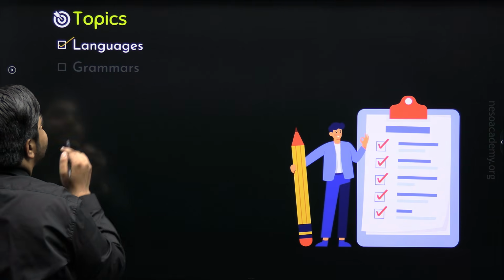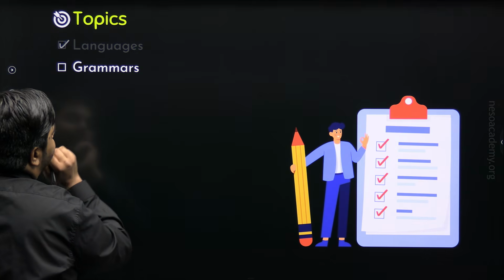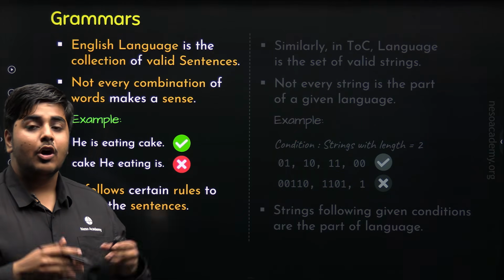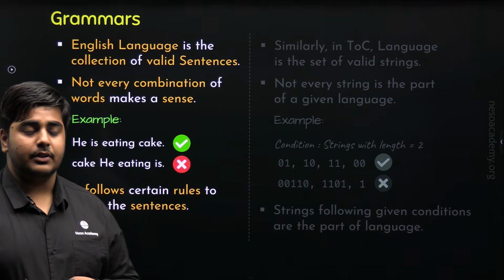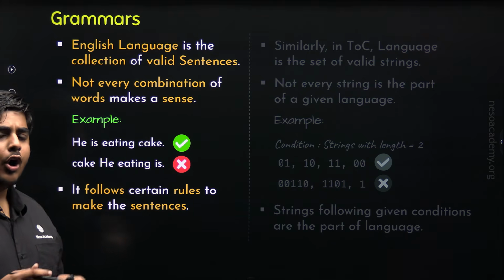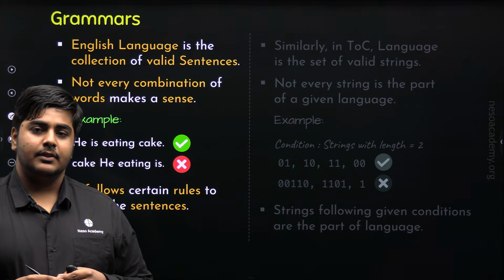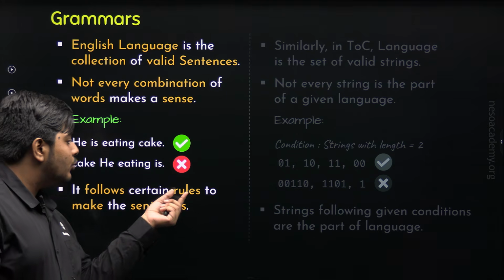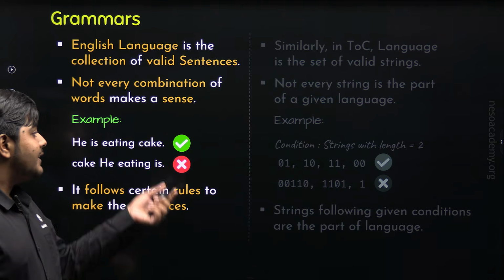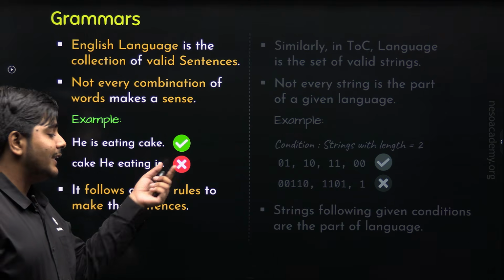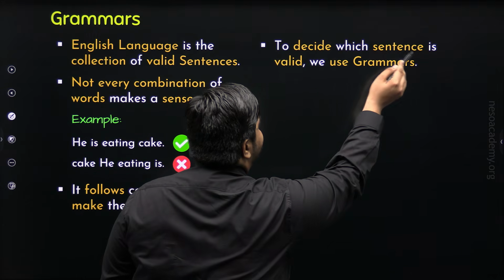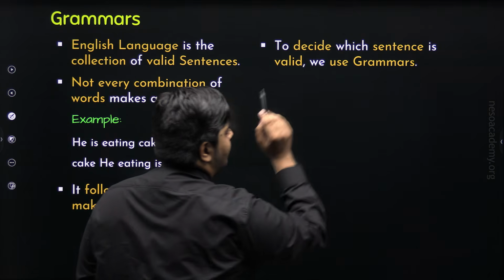Now we will move towards our second topic, that is grammars. And as we all know, be it the English language or the language in theory of computation, it follows certain rules to make sentences or to generate valid strings. In English, these rules are called English grammar, which decides whether a sentence is valid or invalid. So, to decide which sentence is valid, we use grammars.